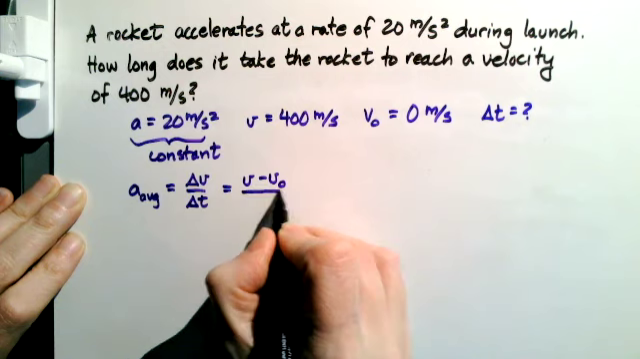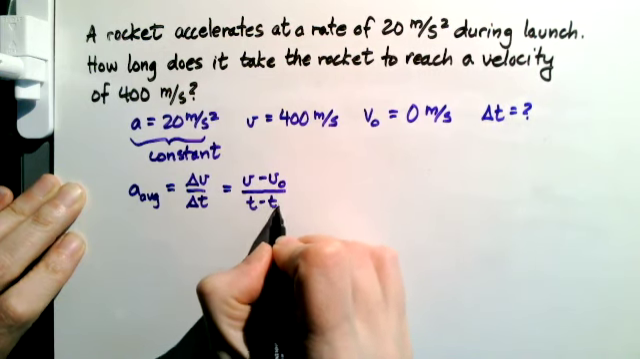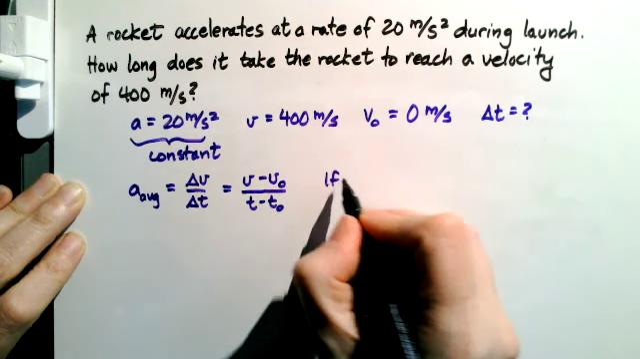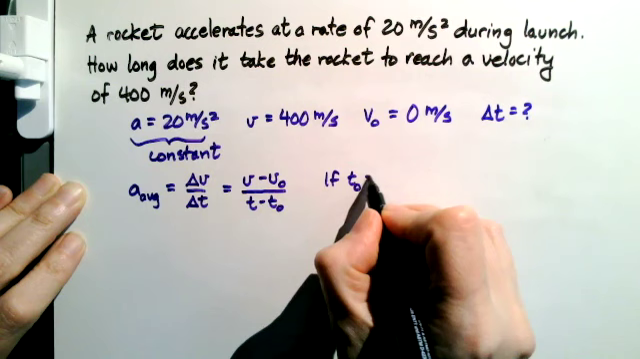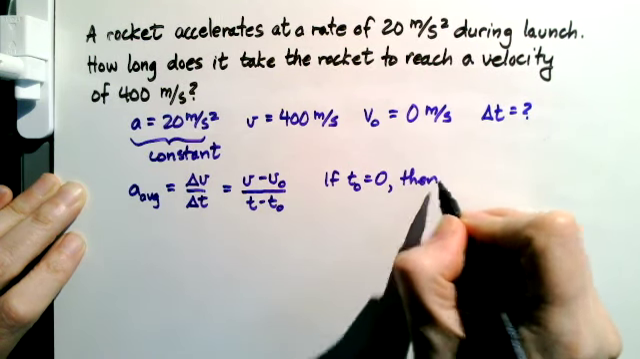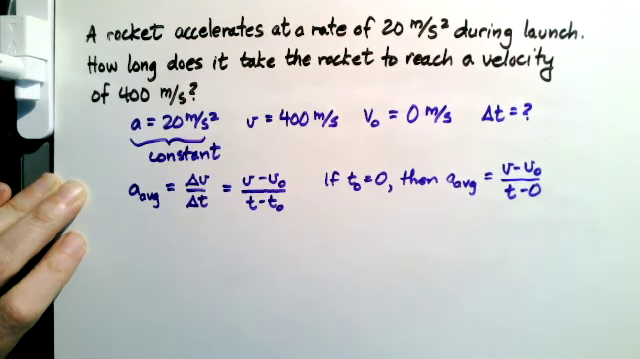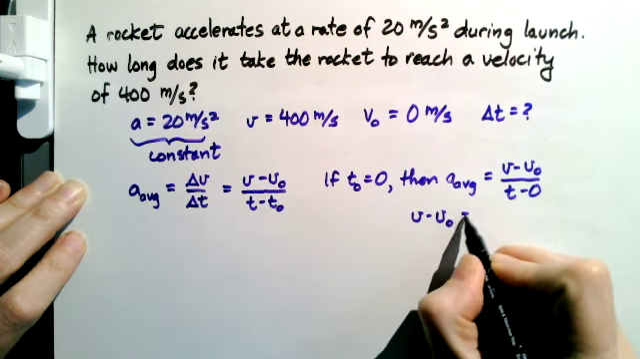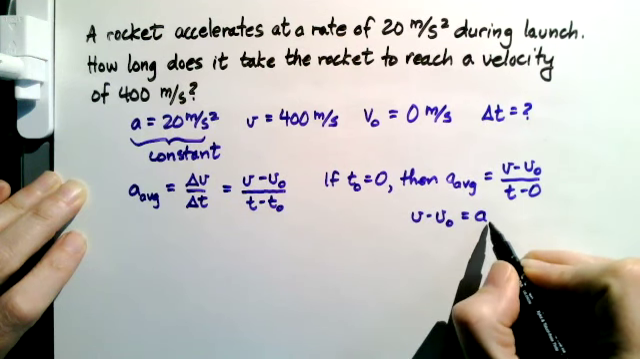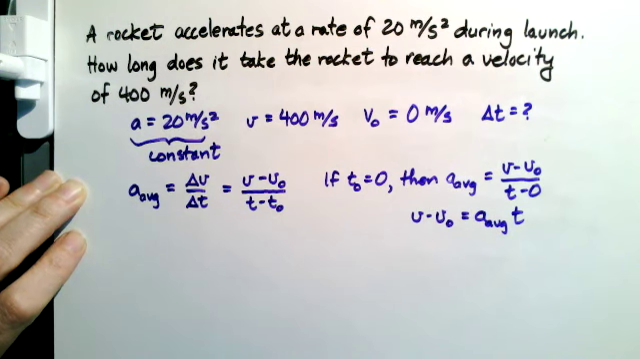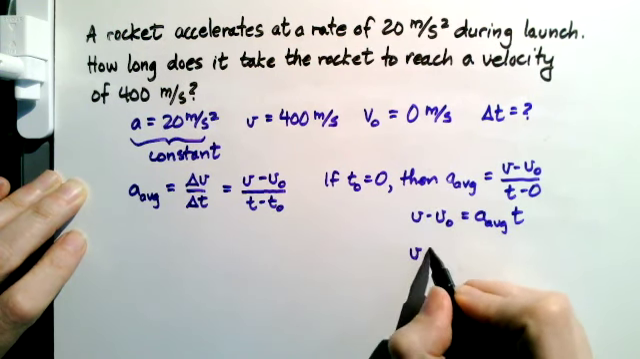And I can write delta v as v final minus v initial, and delta t as t final minus t initial. We're going to simplify things a little bit here, and what I'm going to assume is that the initial time is going to be 0 seconds. And so where I have a t sub 0, we're going to replace that with a 0. Then I'm going to do some quick algebra to say that v minus v0 equals the average acceleration times the time. And I don't need to include that t minus 0 anymore.